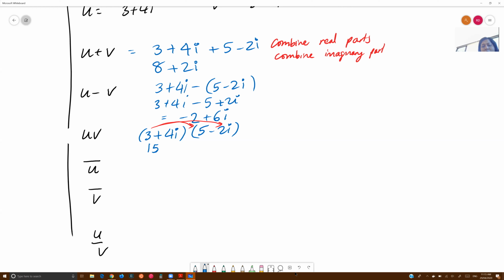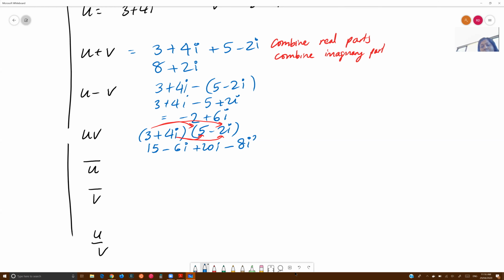So 3 times negative 2i will be negative 6i. Now, I've done multiplying 3 by all the terms in the second bracket. So I move on to 4i, times 5, and then times negative 2i. So that's going to be 20i, and the next one is negative 8i squared.